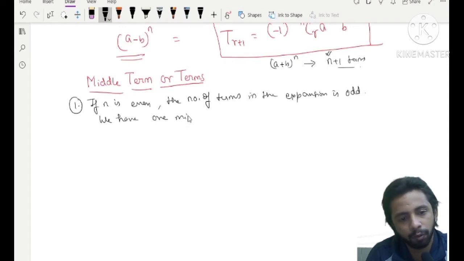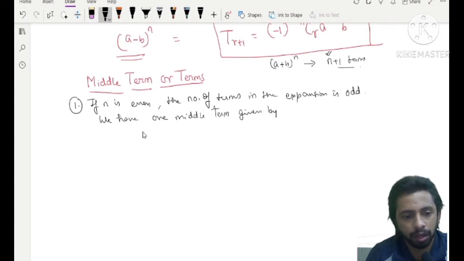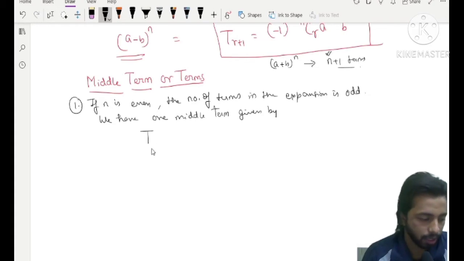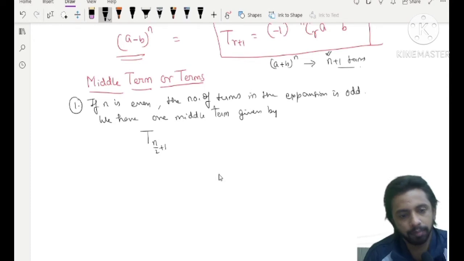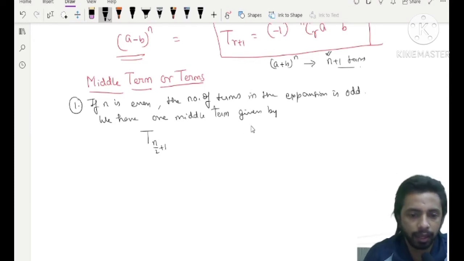We have one middle term, and that is given by t of n by 2 plus 1. Okay, so it is actually the n by 2 plus 1th term.